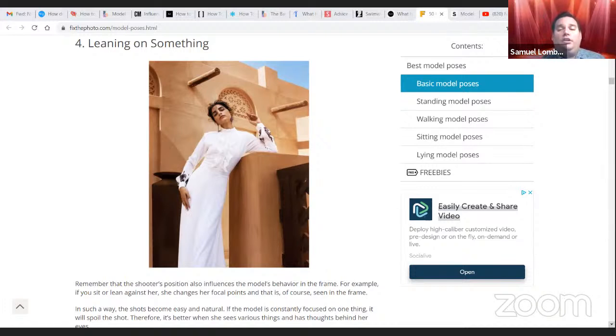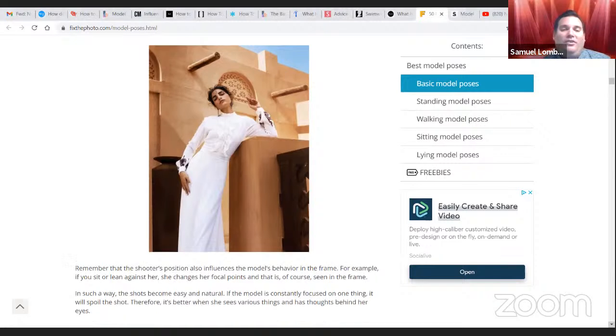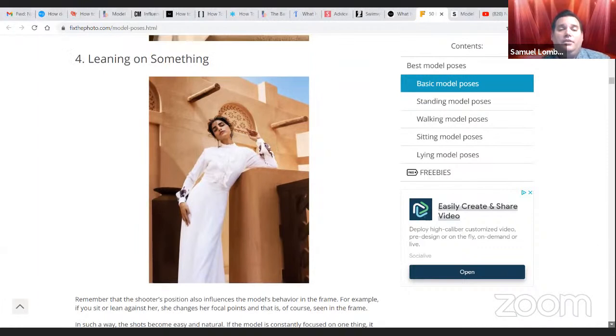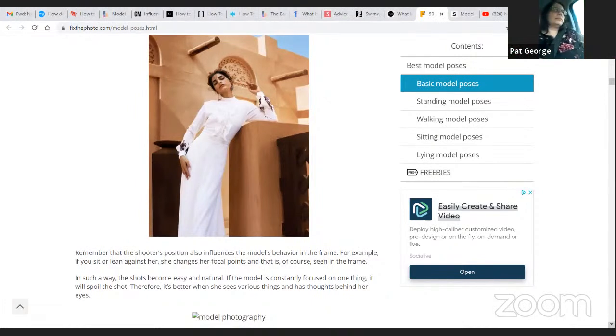Anyway, so really quickly, I wanted to try to finish these and then see how far we can go. Because if you have already read about what the different types of models there is, then that actually saves a lot of time. So this is where you would be leaning on something. Remember that the model's position also influences her behavior in the frame. For example, if you sit or lean against something, she changes her focal points, and that is, of course, seen in the frame.